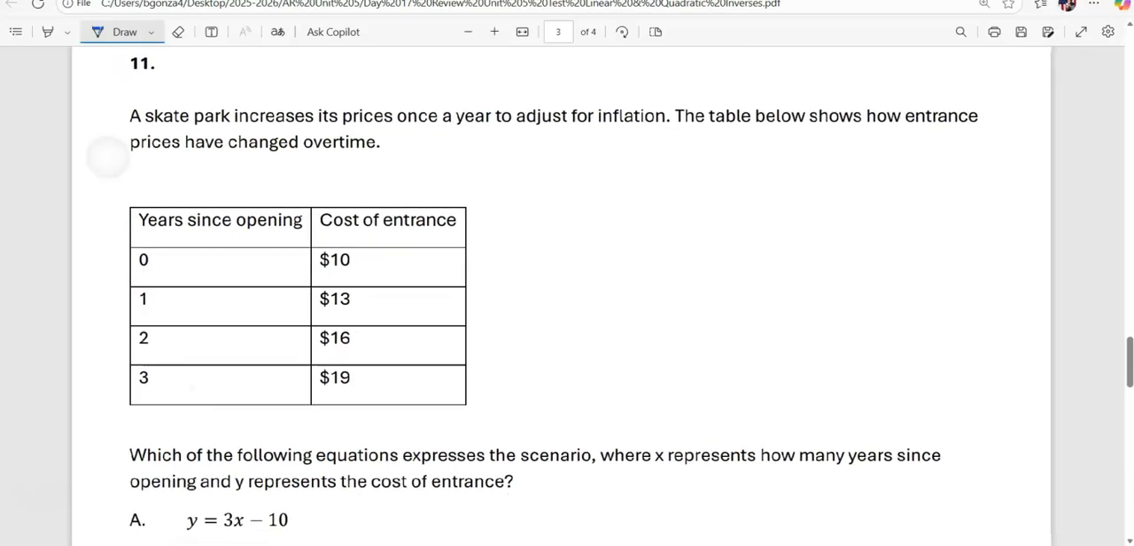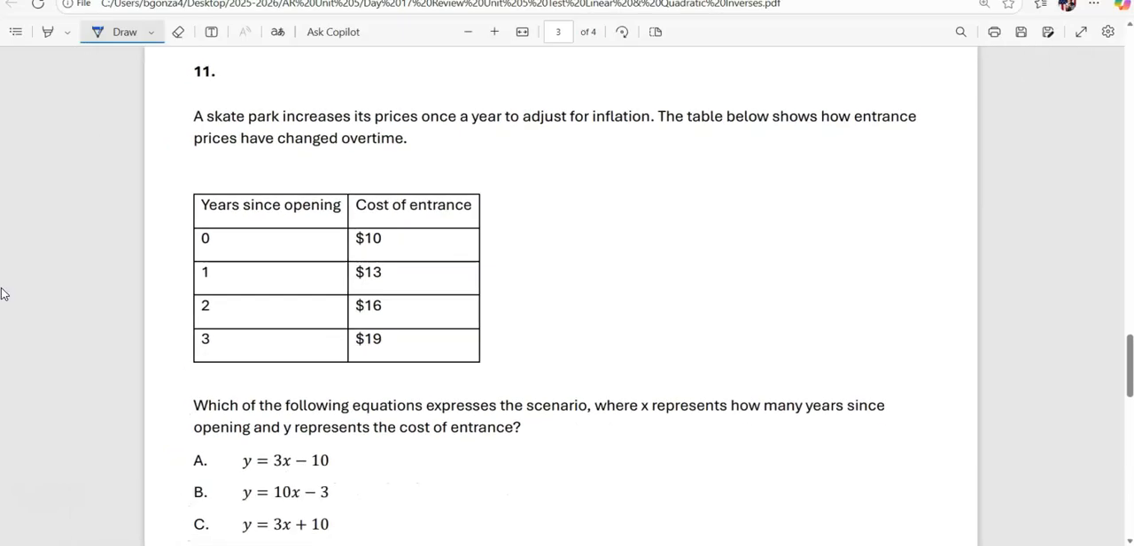Okay. A skate park increases its price once a year to adjust for inflation. The table below shows the entrance prices have changed over time. Which of the following equations expresses the scenario where x represents how many years since opening and y represents the cost? So we got to be able to find the rate of change. So there's a few ways to do this. You can do the bird beaks on the side and find out how much it's increasing by. Looks like it's adding 3, adding 3, adding 3.